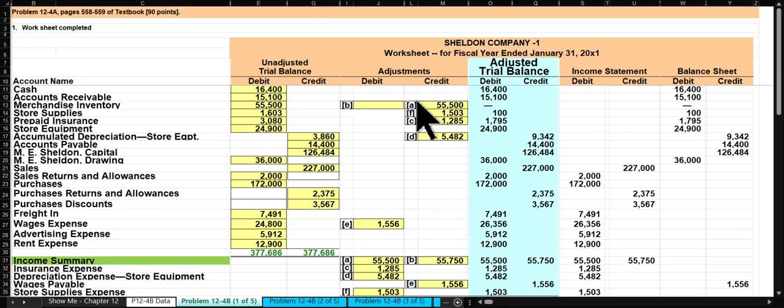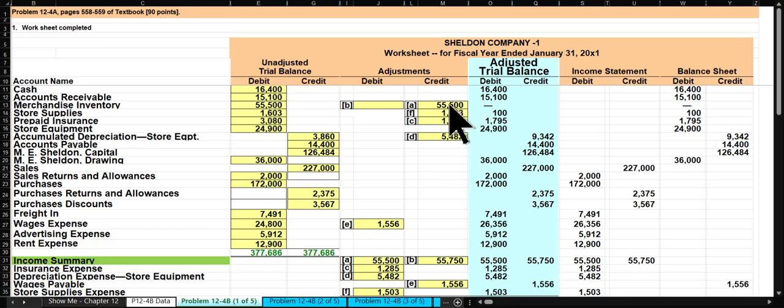So the first thing I do is close the beginning balance by making a credit for the same amount. So notice that there's a debit balance, which is correct because it's an asset. And so to close it, I record the same amount on the credit side. Notice that it shows a zero here because we essentially have closed the account.